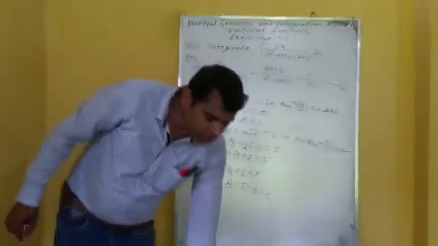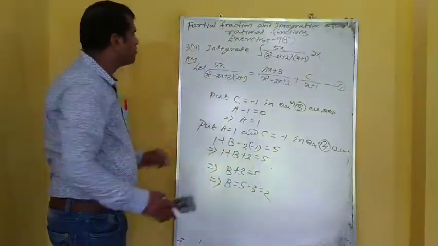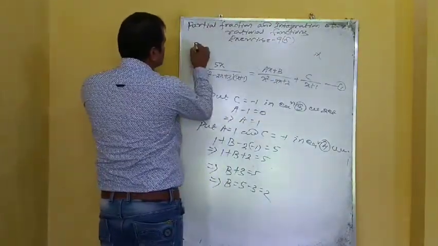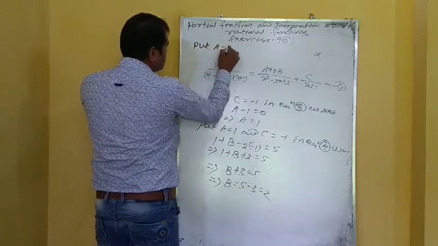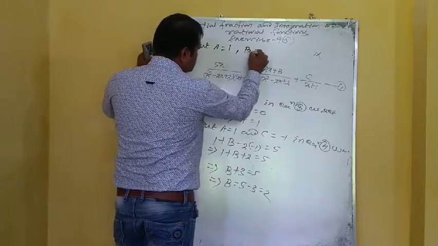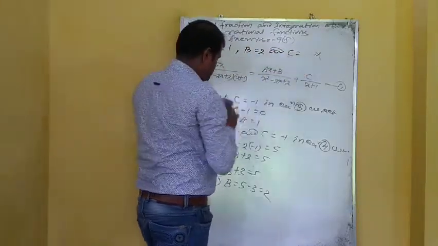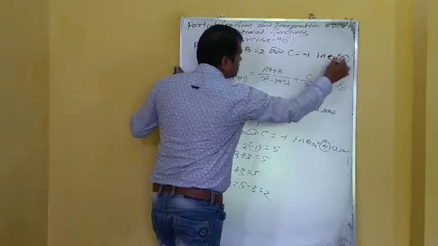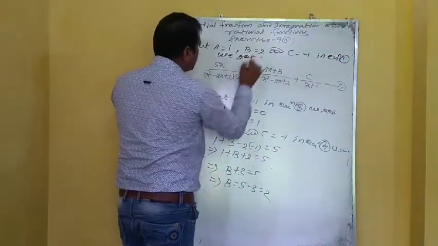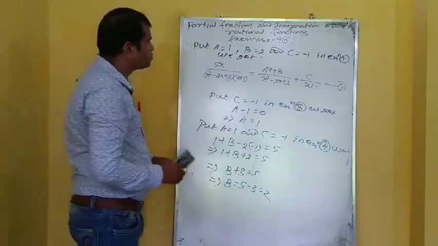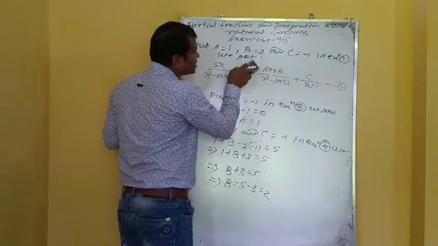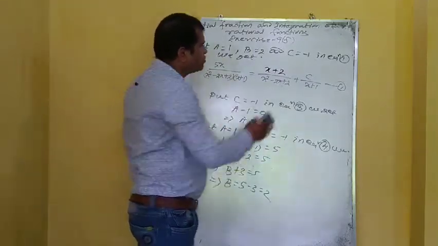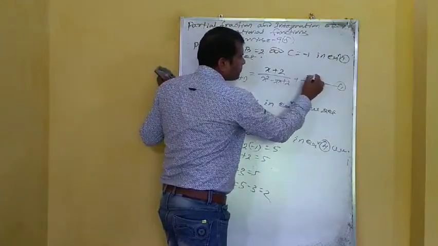Okay. Now we put the values of a, b, c in equation 1. Put a = 1, b = 2, and c = −1 in equation 1. We get 5x divided by (x² − 2x + 2)(x + 1) equal to (x + 2) divided by (x² − 2x + 2) minus 1 by (x + 1).